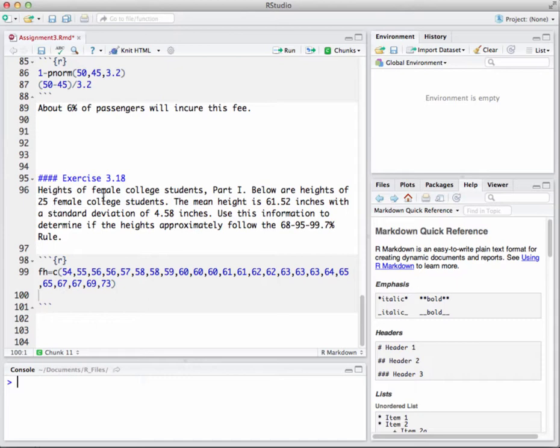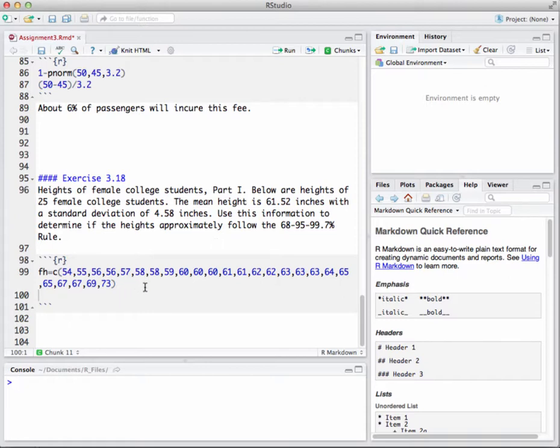So let's go ahead and read the problem. The heights of female college students, part 1. Below are the heights of 25 female college students. The mean height is 61.52 inches with a standard deviation of 4.58 inches. Use this information to determine if the heights approximately follow the 68, 95, 99.7% rule. And there are the data down there.